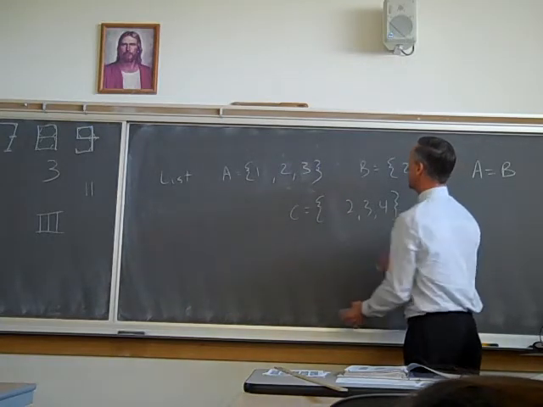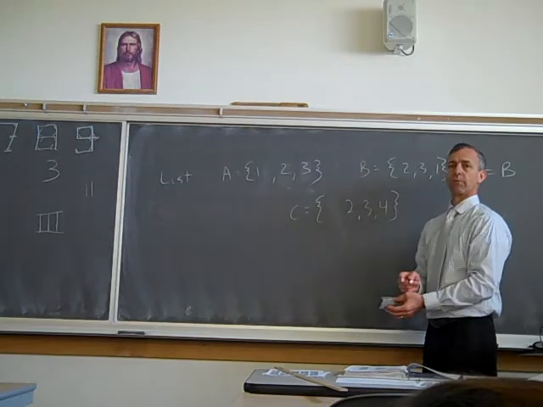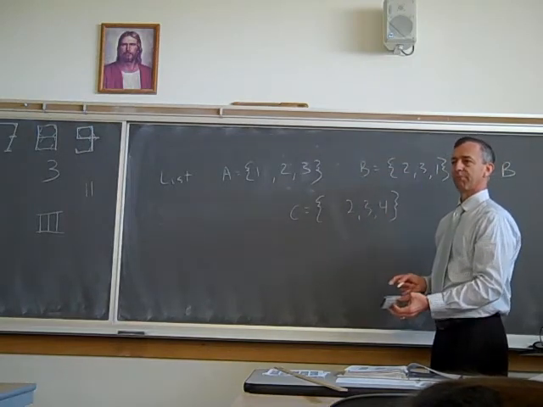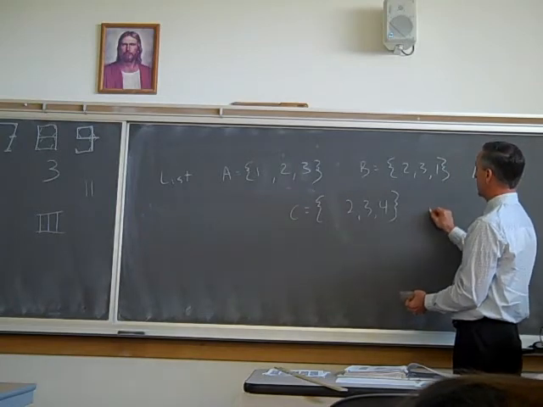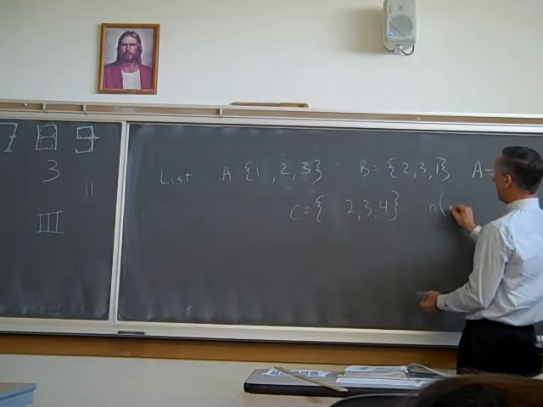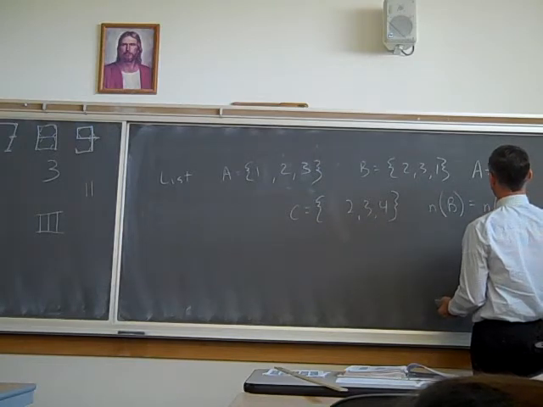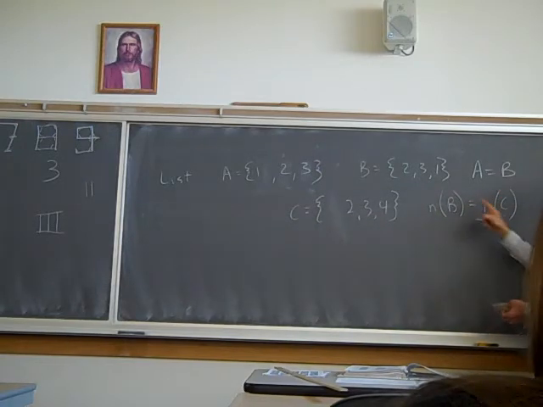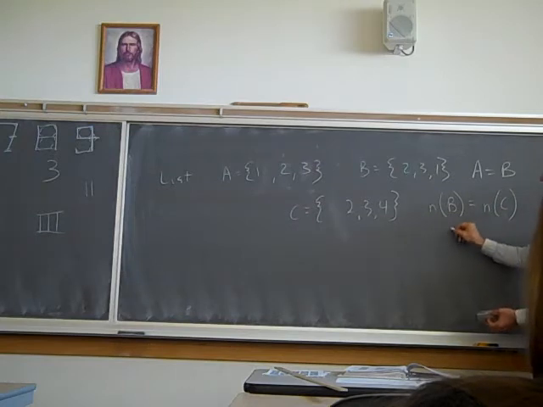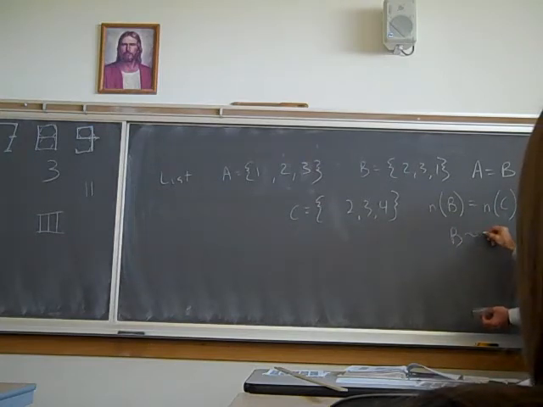Now, what if I did this? What if I said C is 2, 3, and 4? Are they equal now? No. But they are equivalent. So I could say the cardinality of B is equal to the cardinality of C, right? And if I can say that, then guess what I can say? B is equivalent to C.